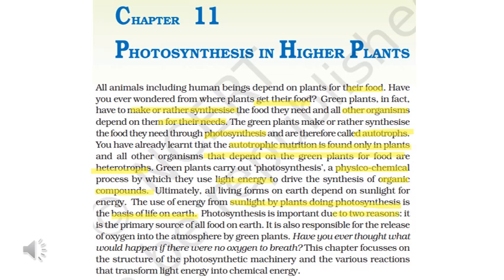Photosynthesis is important due to two reasons. It is the primary source of all food on Earth. It is also responsible for the release of oxygen into the atmosphere by green plants. Have you ever thought what would happen if there is no oxygen to breathe? This chapter focuses on the structure of photosynthetic machinery and the various reactions that transform light energy into chemical energy.